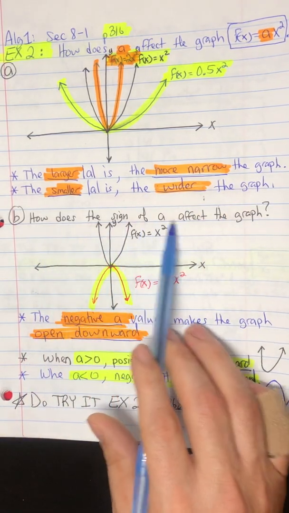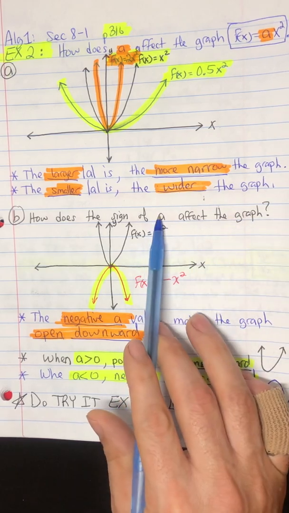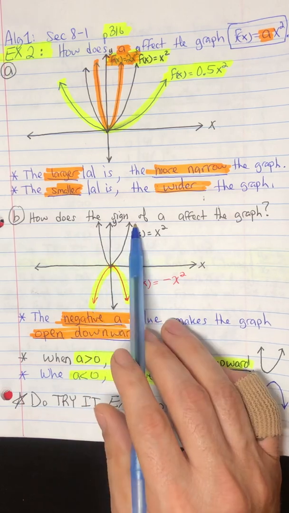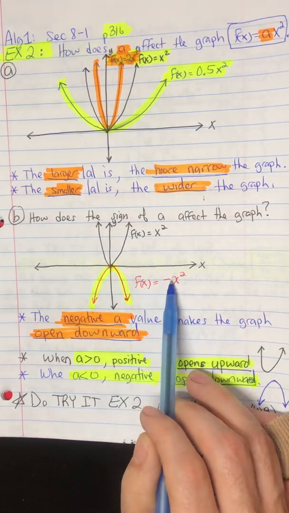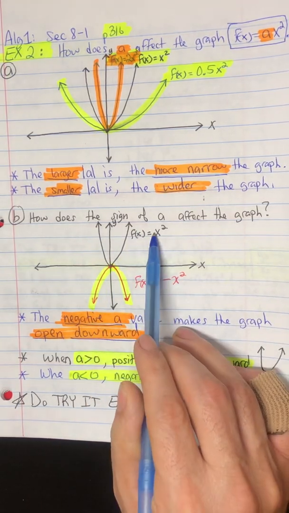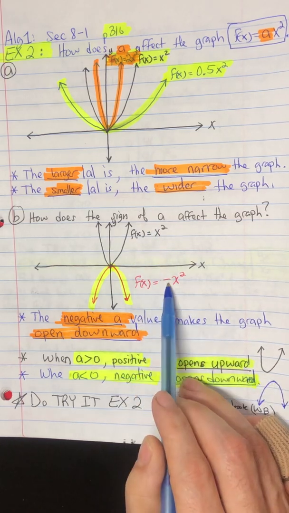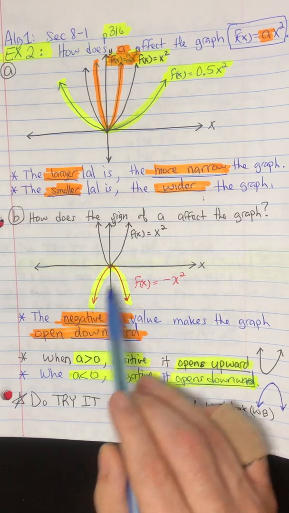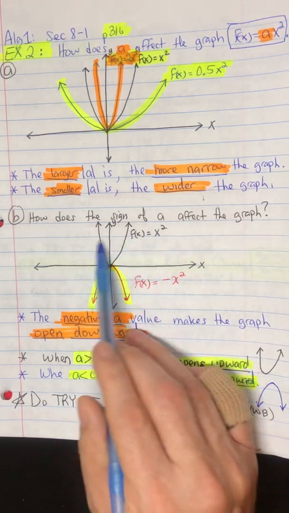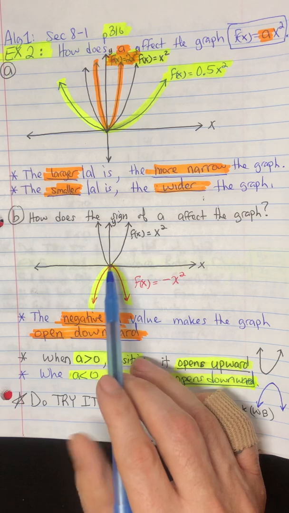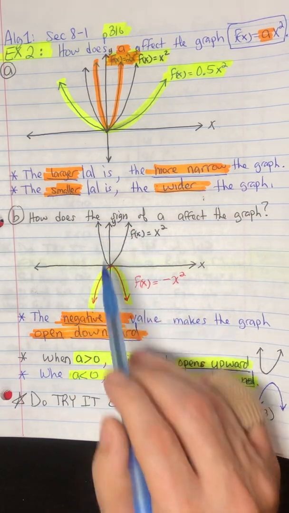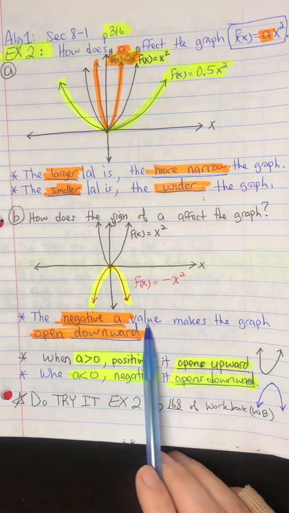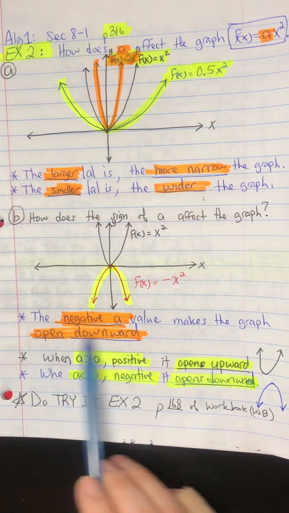How does the sign of A affect the graph? We just talked about that. The sign of A is either positive or negative. So I just graphed both graphs, f of x equals x squared in black, and in red I graphed f of x equals negative x squared. So A in this top one is positive 1. Here A is negative 1. What happens when A is negative? It's the same width, because they're both 1 and negative 1. The only difference is the positive 1 opens upwards, the negative 1 opens downwards. Again, the negative A value makes the graph open downwards.